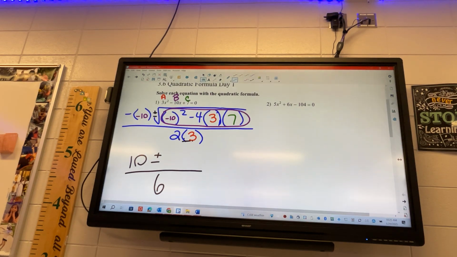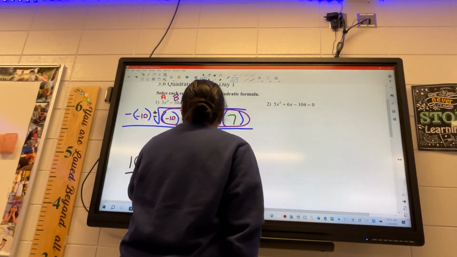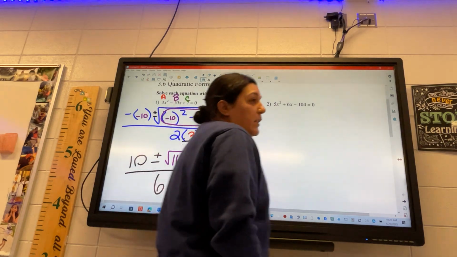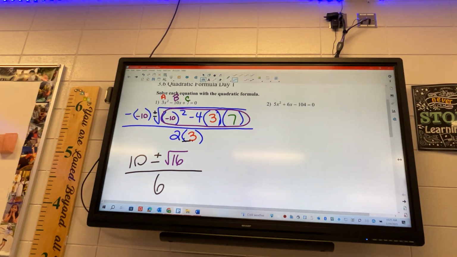Okay, so what number did you get? 16. If you didn't, please let me know and I will help you. But it's not just 16, it's the square root of 16, because we have not done anything with the house yet. The house has to go with everything. It only works sometimes if we do the house with it.